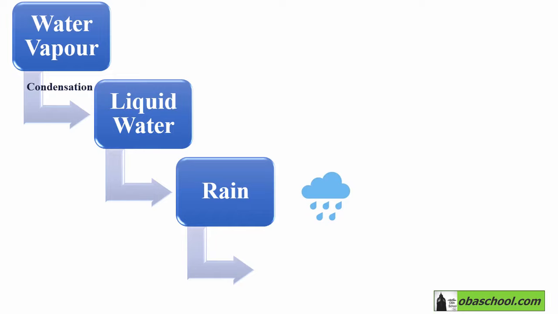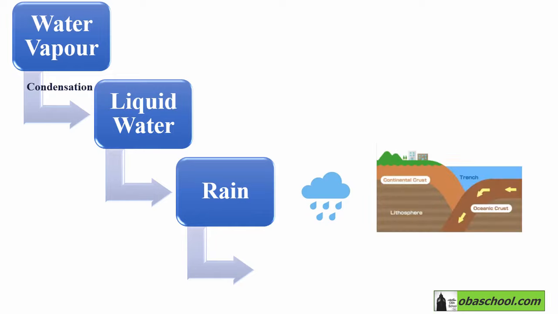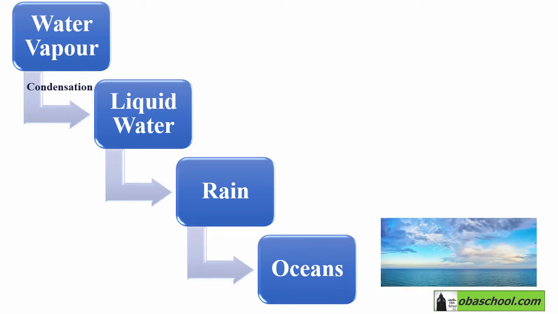Then liquid water collected in hollows in the crust as the rock solidified, and the first oceans were formed. So this is how the first ocean formed. Water condensed and fell as rain, then water collected in hollows in the crust as the rock solidified.